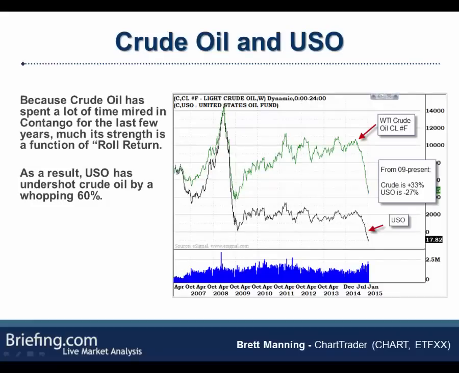All right. As a result of this, because oil has been in contango for most of the past 5 to 6 years, in other words, because much of oil's strength over the past 5 to 6 years can be attributed to roll returns, as you can see, USO has lagged horribly, underperforming crude oil by a monstrous 60% in that time. And that's simply because of all the contango, right? USO is not a leveraged fund, so all of this underperformance is just because of the forward curve.